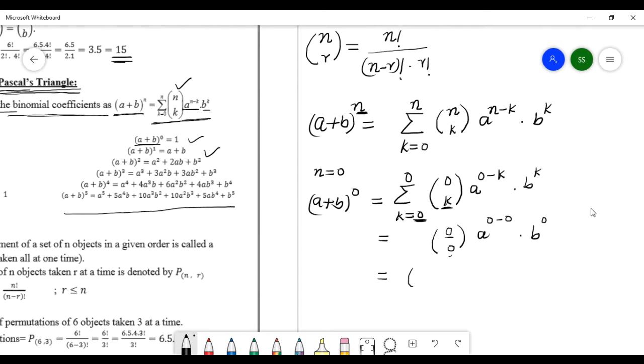So zero zero, what does this mean? I told you last lecture, if zero zero, this will be 1. This is 1. Okay. And a power zero is 1, and b power zero is 1. So this equals 1, right? So (a plus b) power zero is equal to 1. See this written here. 1.